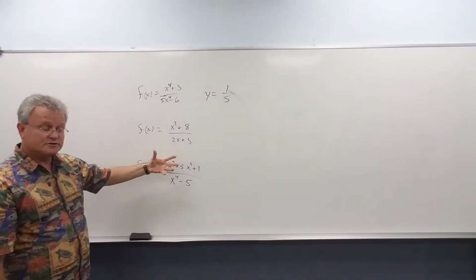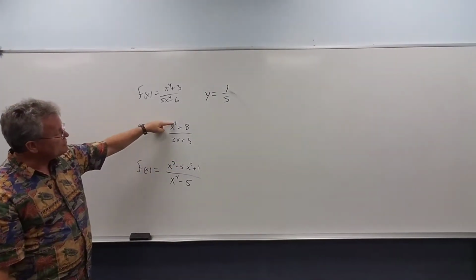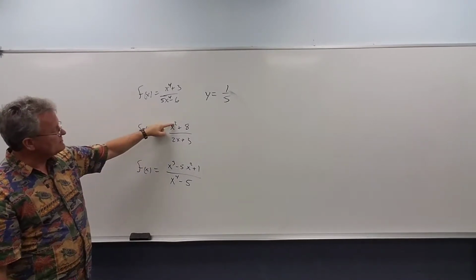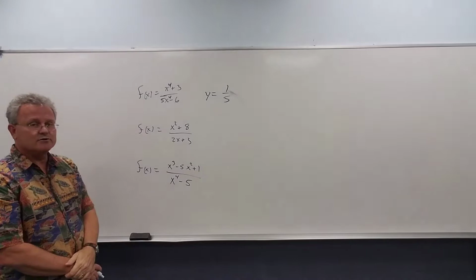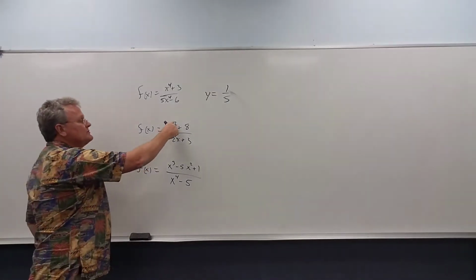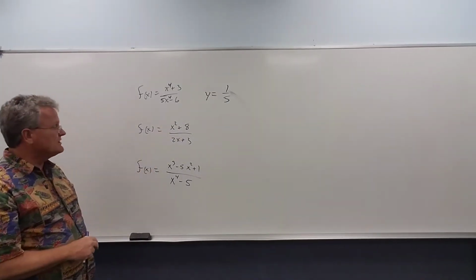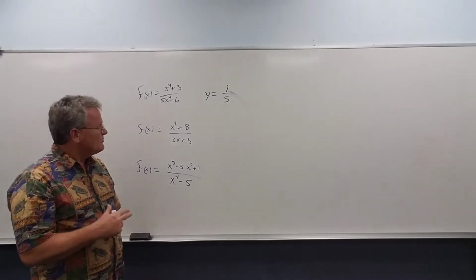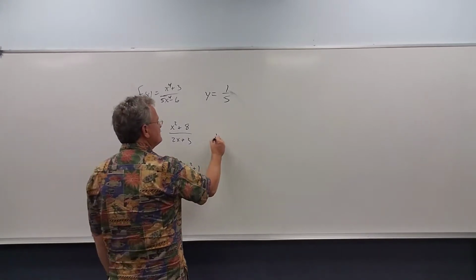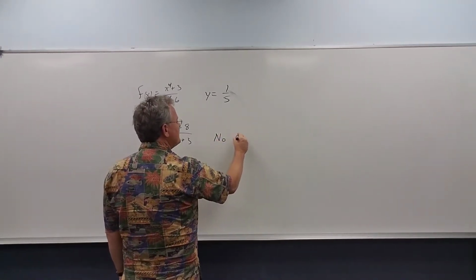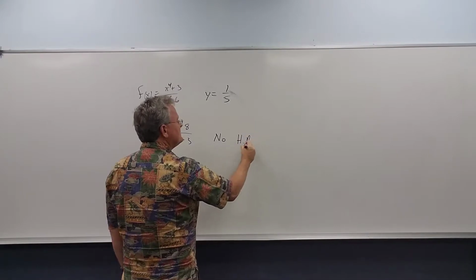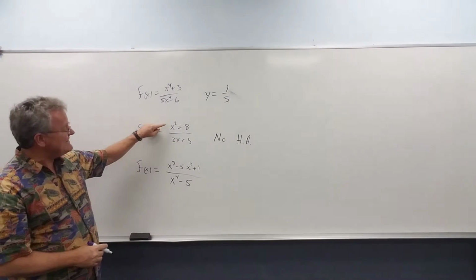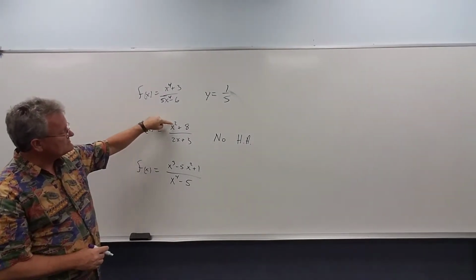Well, now we have 2 other situations. The degree in the numerator is larger than the degree in the denominator. The degree in the numerator is 2. The degree in the denominator is 1. Whenever the degree in the numerator is larger than the degree in the denominator, there is no horizontal asymptote. So let me just say no HA. There's no horizontal asymptote. So that always is the case when the degree in the numerator is larger than the denominator.